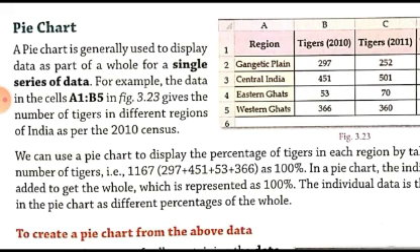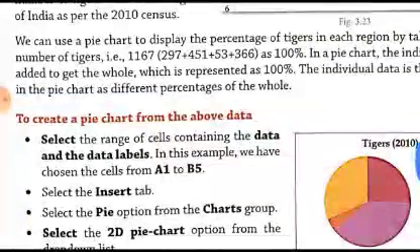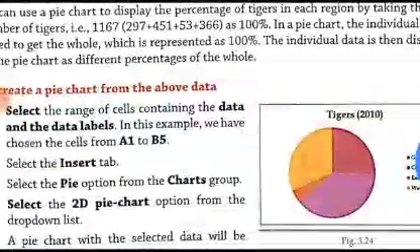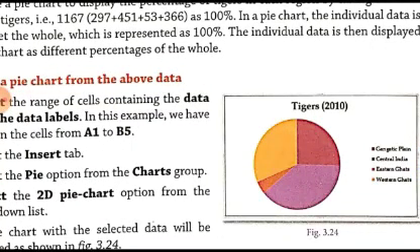So Excel will do this calculation for us, and it will calculate the percentage share of all these different regions. How will this percentage share be shown? It will be shown in this pie chart by dividing the pie chart into different portions and shading them, and the size of the portions will depend on the percentage share of the different regions. We will shade the different portions of the pie chart with different colors which are used for representing the different regions. This is the logic behind the pie chart.